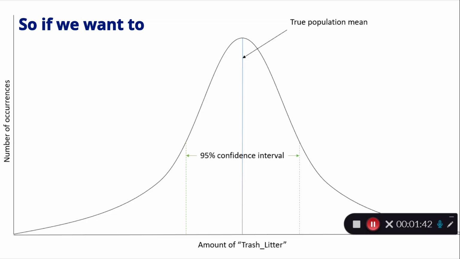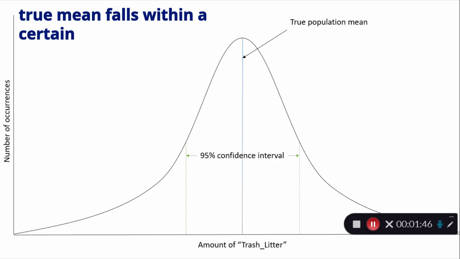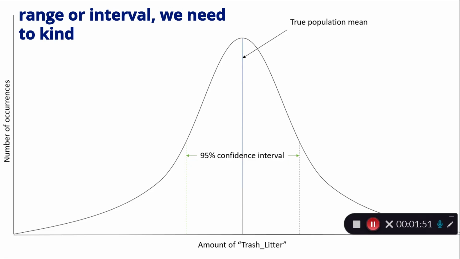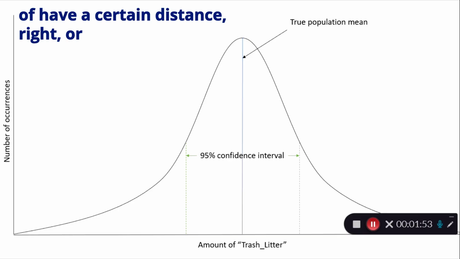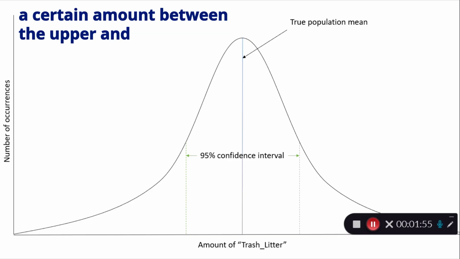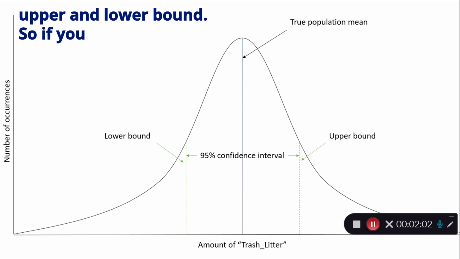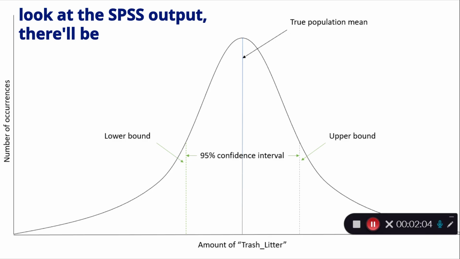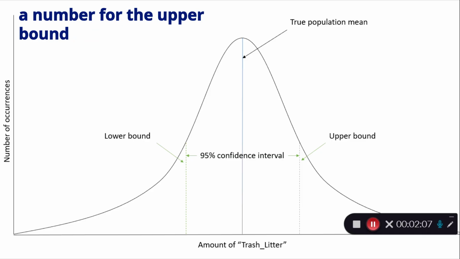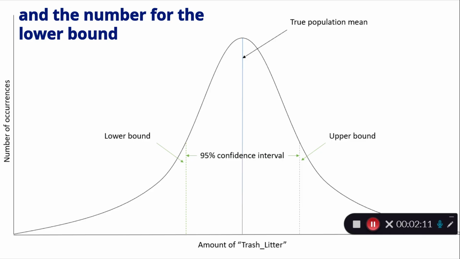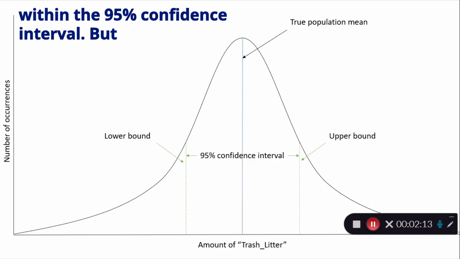If we want to be 95% confident that the true mean falls within a certain range or interval, we need to have a certain amount between the upper and lower bound, which is what SPSS calls them. If you look at the SPSS output, there'll be a number for the upper bound and a number for the lower bound within the 95% confidence interval.